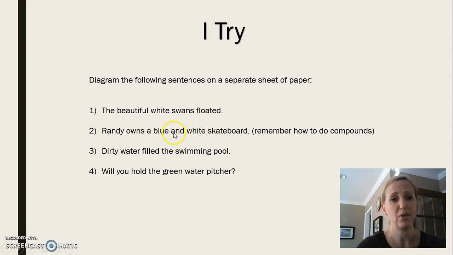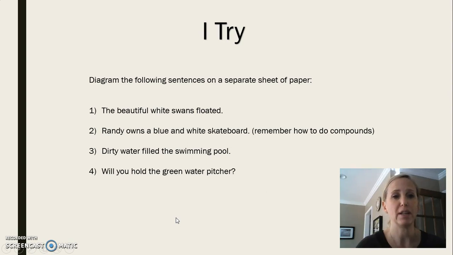This is asking you to think on your own because blue and white modify skateboard. So does A. And so the A is going to go on a line in blue and white, but how do you think that's going to look? I know, I'm asking you to think. I'm not giving you the exact answer, and we'll talk about it tomorrow. And then will you hold the green water pitcher? Remember that. Oh, I guess I could show you the answers.